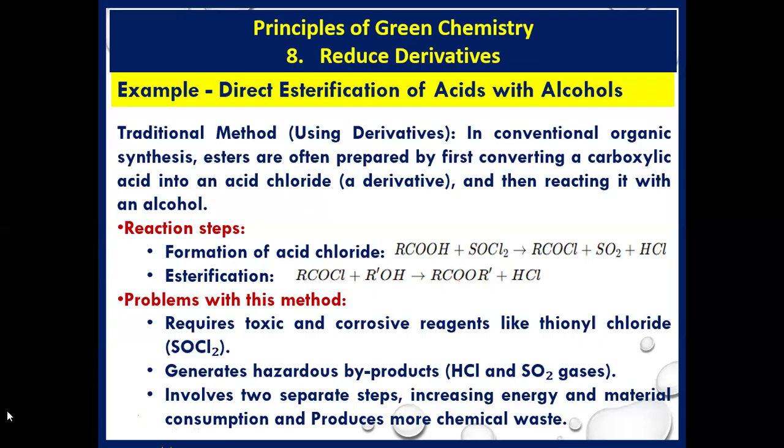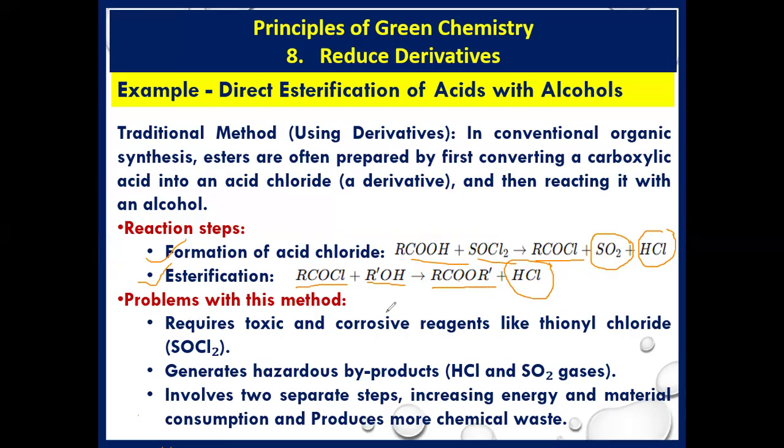First step is the formation of the acid chloride. This is in which acid reacts with the thionyl chloride to form the RCOCl, that means chlorine derivative. And in the second step, esterification step, this chlorine derivative reacts with the alcohol to form the ester. So we can easily see that in this two-step reaction, there are so many reagents formed as a byproduct in the reaction, which are released in the environment as a pollutant.